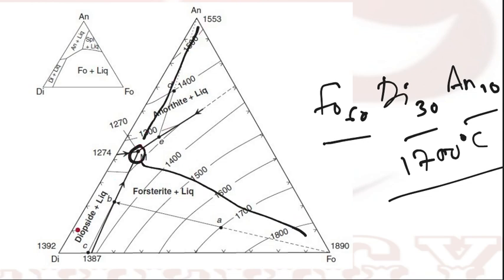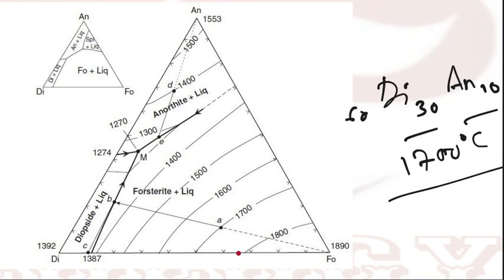Everyone is sloping towards the M point. Okay, that should be clear. Okay, because the temperature is decreasing. No. So above 1700 degrees Celsius, phosphorite 60, dioxide 30, and anorthite 10 is above 1700 degrees Celsius. So when it touches the 1700 degrees Celsius isotherm, then the first crystallizing mineral will be what?